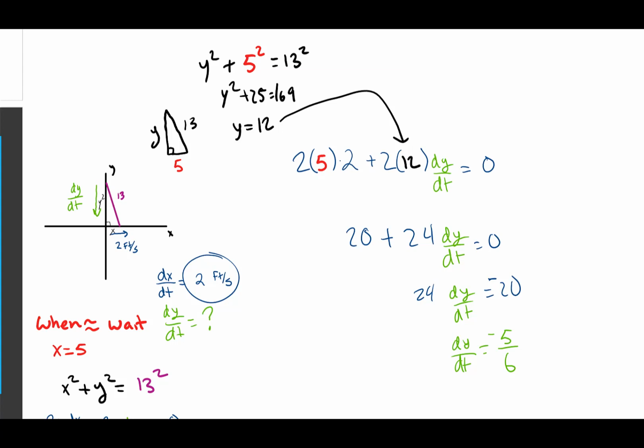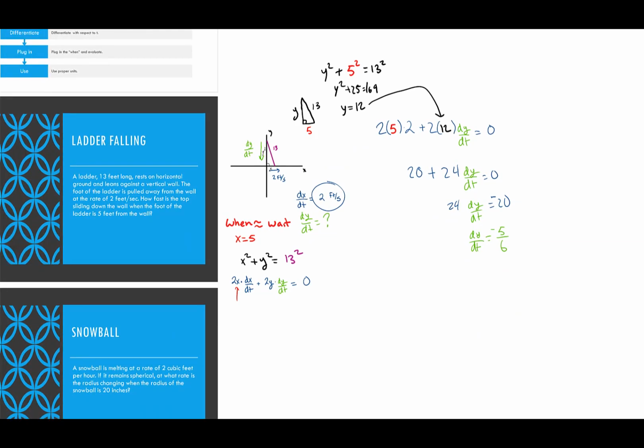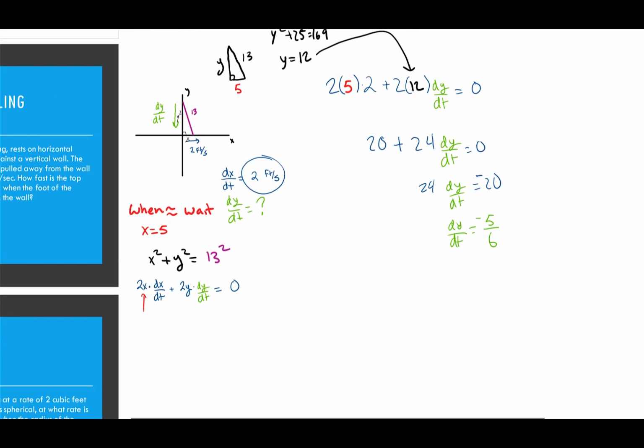So we got an answer of negative 5 over 6, but this is a word problem. Therefore, we're going to have to use words. So we go back and we want to use those proper units. How fast is the top sliding down the wall when the foot of the ladder is 5 feet from the wall? We're going to say that it is moving at negative 5/6 of a foot per second. And that's really just how you would answer the question in words. You would say it with its units, and there is our solution.